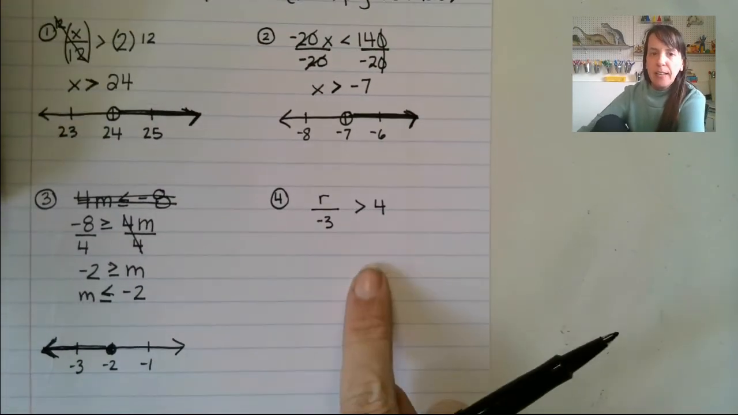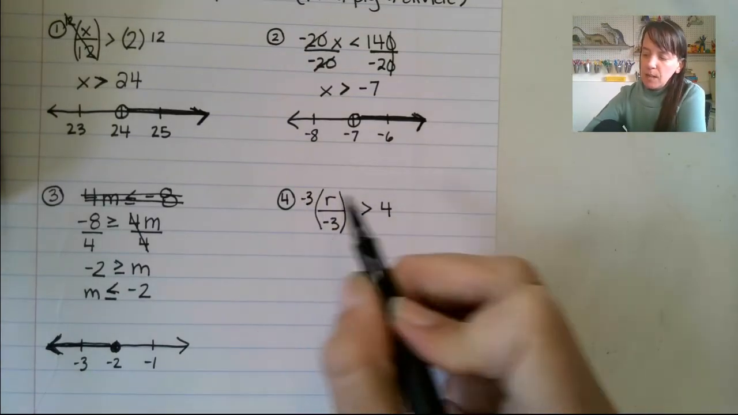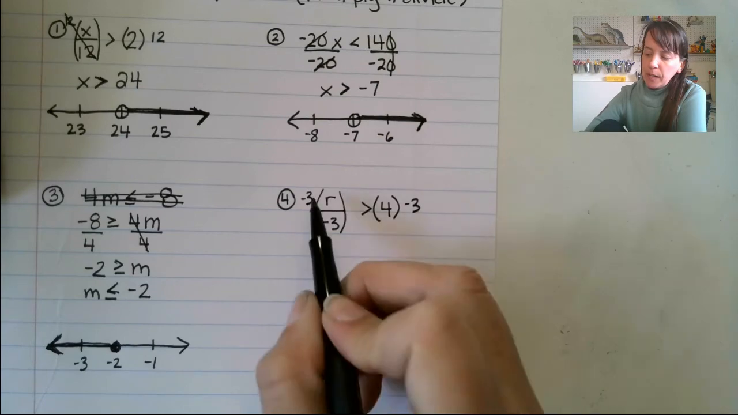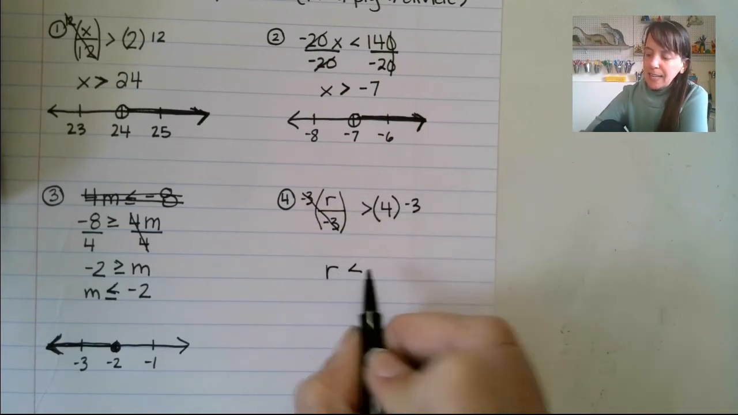Perfect. All right, let's try one more. This one right here we're dividing. The opposite of divide is multiply. So I'm going to multiply both sides by negative 3. Now, remember, I'm multiplying by a negative, so we need to flip. R is less than negative 12.